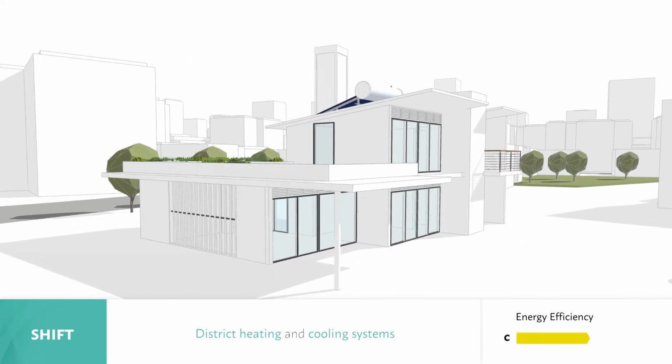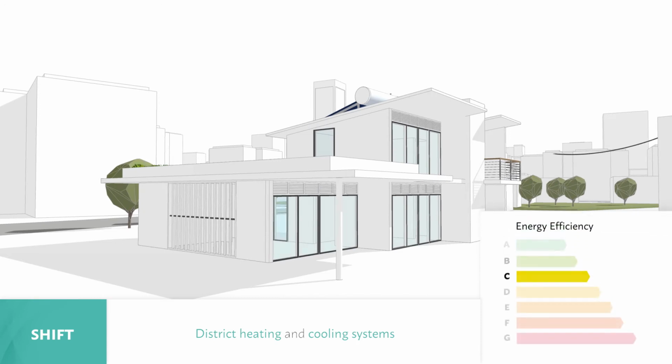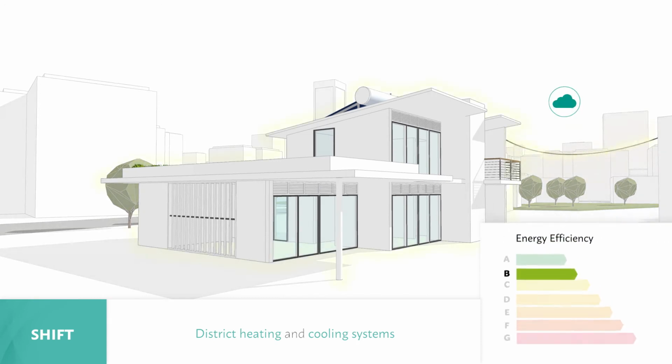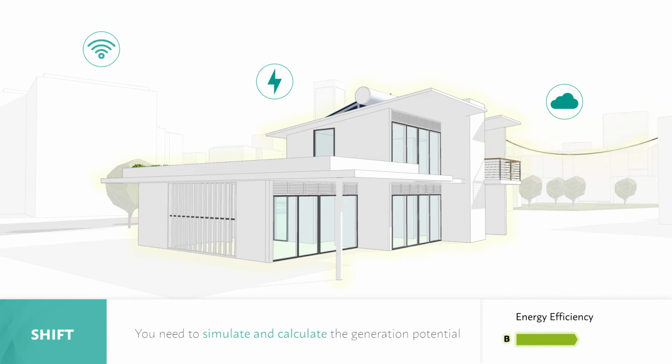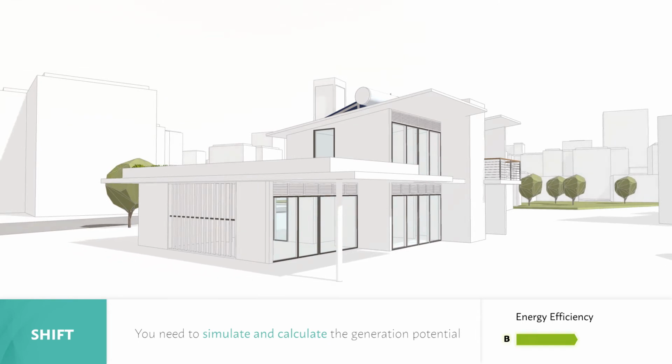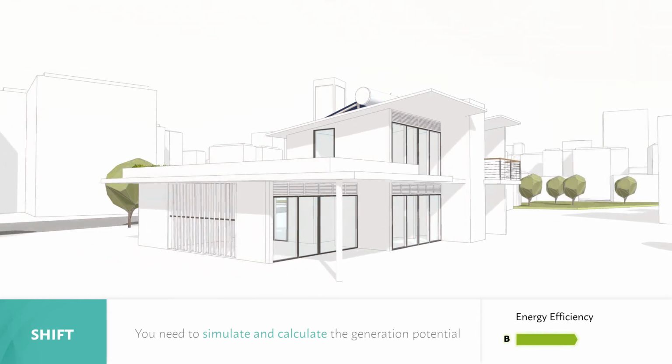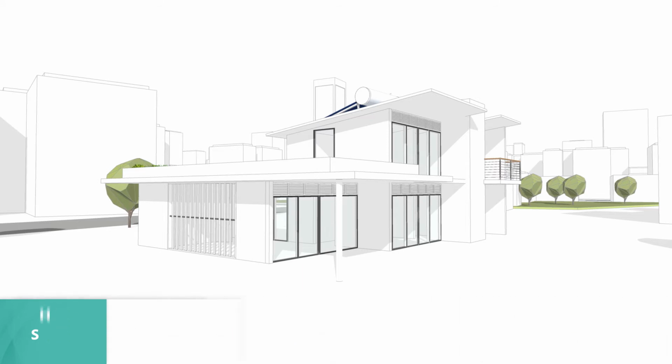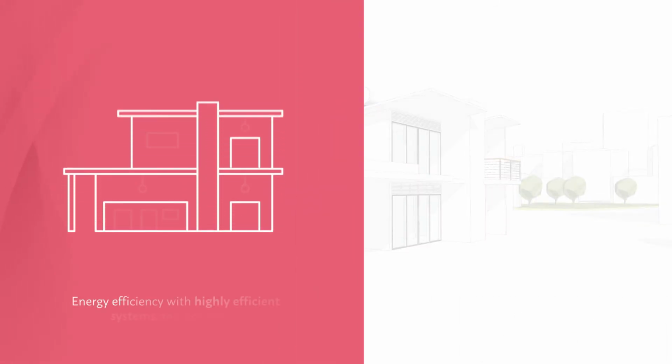District heating and cooling systems can be smart solutions for improving several buildings in an urban environment. At this stage, you need to simulate and calculate the generation potential of photovoltaic and solar thermal systems, to optimize them according to system specifications, local conditions, orientation and shading.